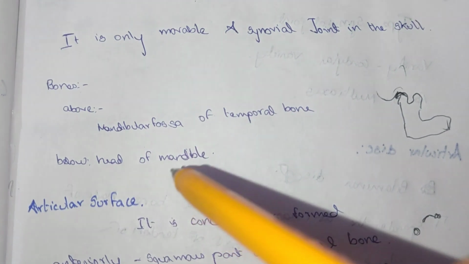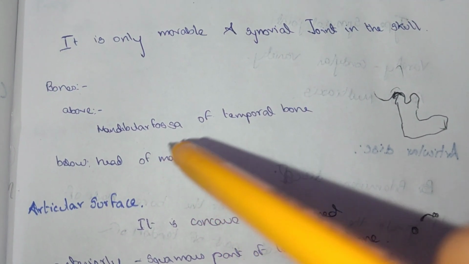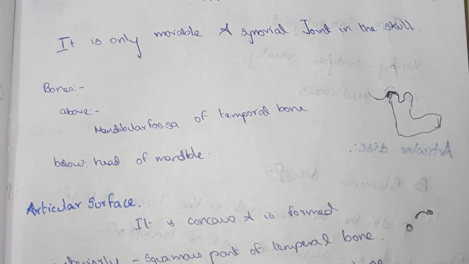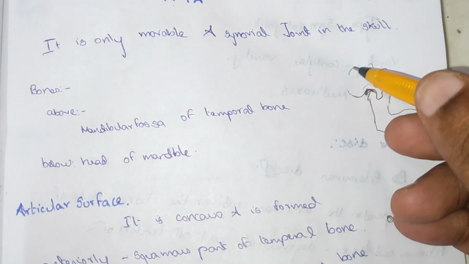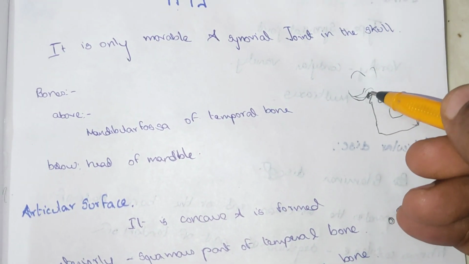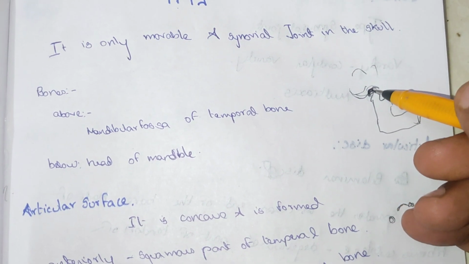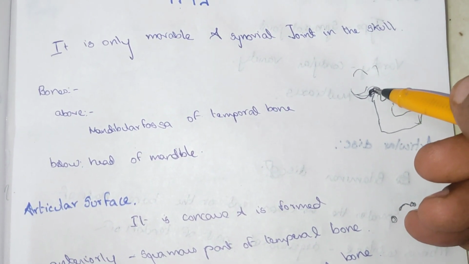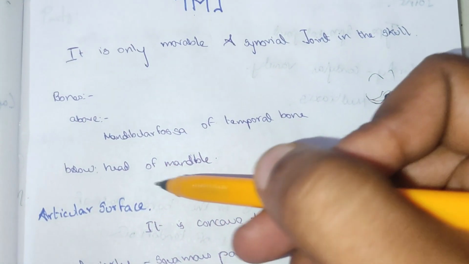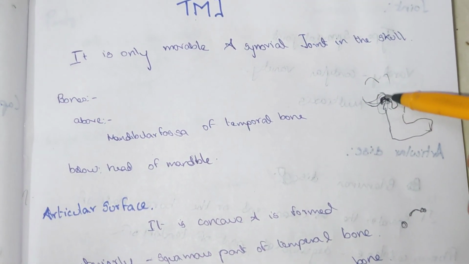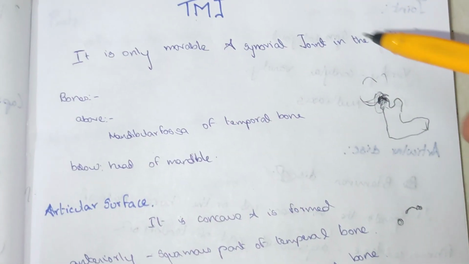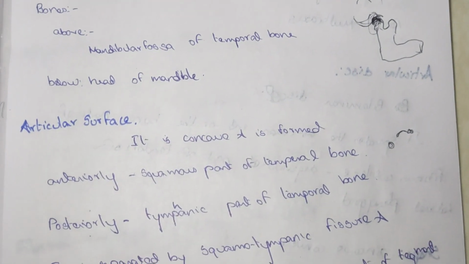The bones are: above, the mandibular fossa of the temporal bone. Here it will be the temporal bone, and below it there is a fossa known as the mandibular fossa, where the head of the mandible lies. Below is the head of the mandible. These are the bones of the TMJ, the temporomandibular joint.